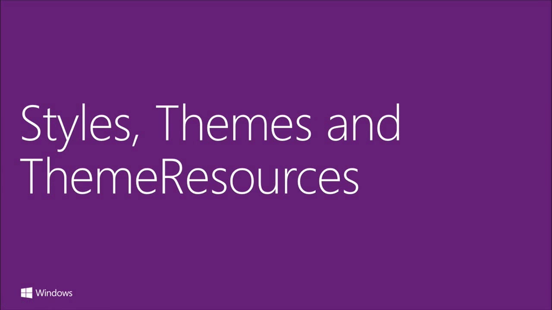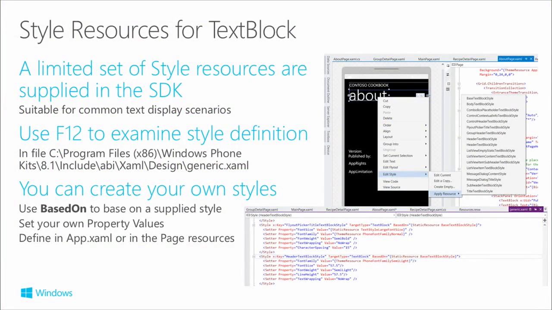Right, I'm just going to wrap up this module talking a bit about styles, themes, and theme resources. I already styled a text block right at the beginning of the session. I had the title, header, text size, what they call the body text block size, title text block style, and the header text block style. And there are a few of these, not perhaps quite as many as we used to have with Silverlight XAML actually, but there's a bunch of these selected for you. And you can have a look at them and see what the definition is. I'll show you in a demo in a minute how to do that.